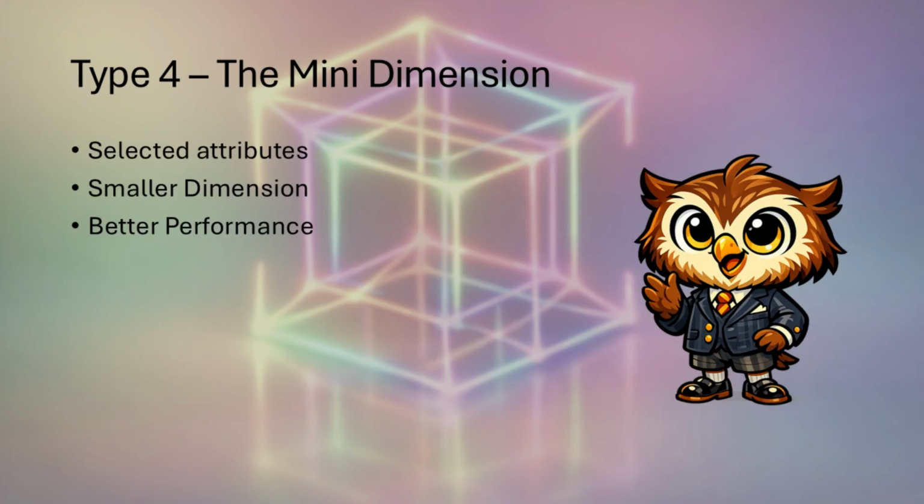Type 4 is a mini-dimension. It takes selected attributes from a larger dimension and reorganizes them into a smaller structure, more useful for analytics. This is not just column selection. It is a regrouping of attributes into meaningful categories. The goal is to create a dimension that is smaller, more stable, and easier to query.